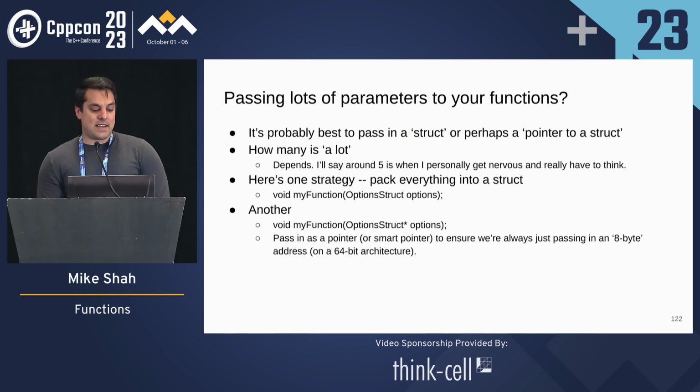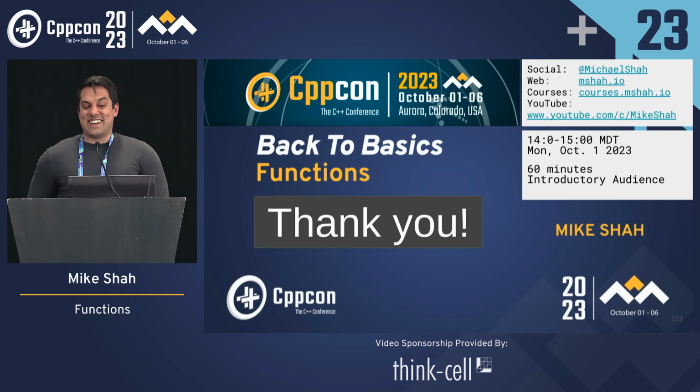All right, so with that said, one last one. If you're going to pass lots of parameters to your functions, or return lots of things, consider an options struct. And if you need to maintain compatibility with older or newer versions, you can pass in a pointer. That'll always be 8 bytes, right? So anyways, those are my hot takes, I suppose.